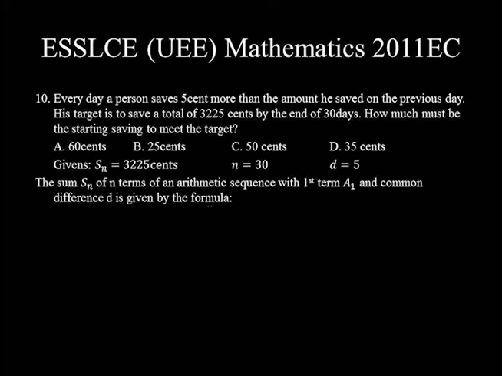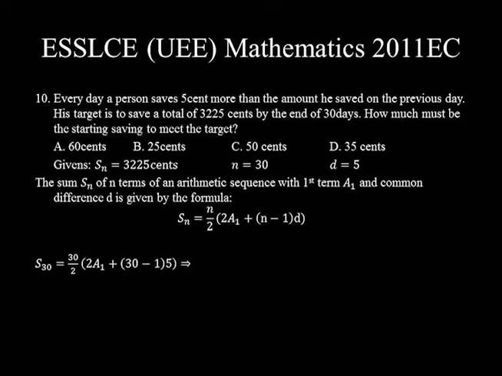The sum S sub n of n terms of an arithmetic sequence with the first term a sub 1 and the common difference d is given by the formula S sub n is equal to n over 2 times 2a1 plus n minus 1 d. For the 30 days saving, we will write the formula as S30 is equal to 30 over 2 times 2a sub 1 plus 30 minus 1 times 5.